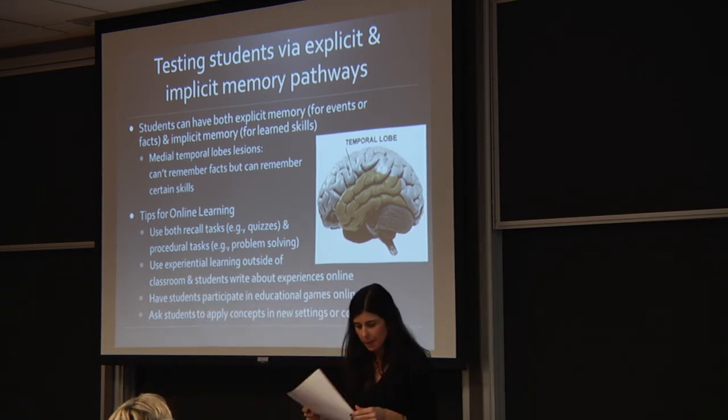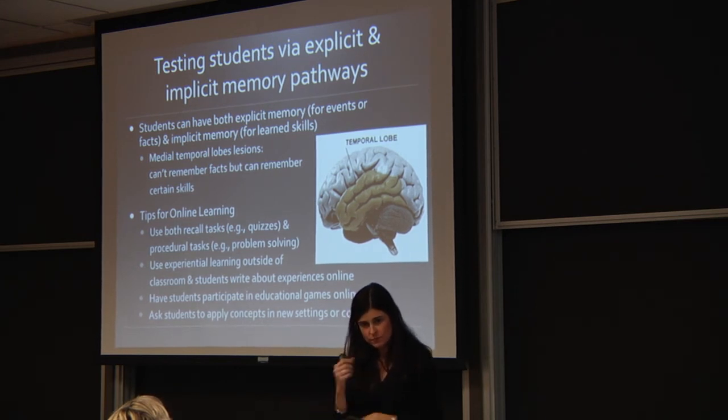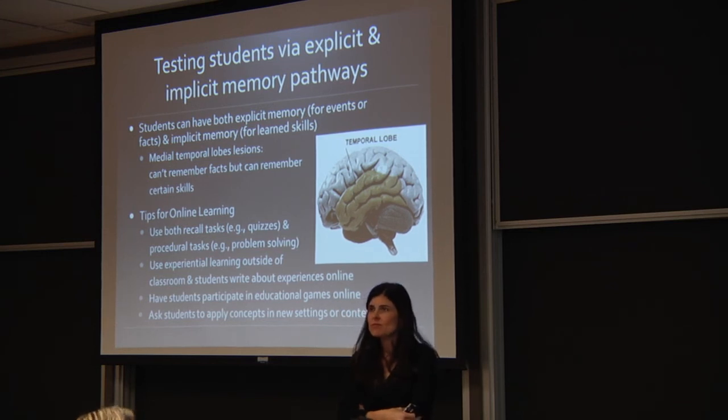Yes? When we think about our students in our classroom, is there a spectrum, first of all, of explicit and implicit? Do some people just have better explicit and poorer implicit? Is that spectrum real, or is there an estimate of how many people fall on either side? I have not heard of that. Have you heard of that, Dorothy?